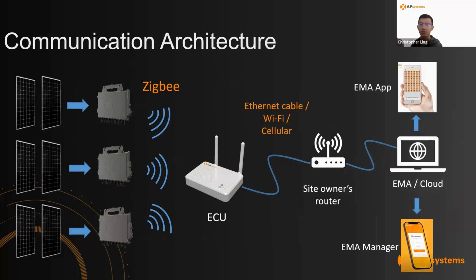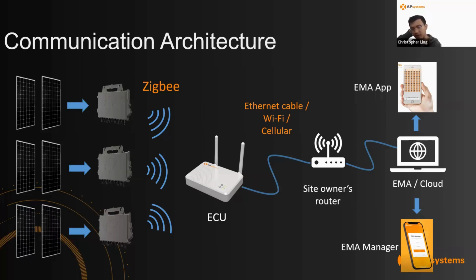The ECUs also form a Zigbee mesh network, so it's not like every single microinverter needs to see the ECU. As long as you see one of the microinverters, and that microinverter can see the other microinverters, that is going to be sufficient from a communication perspective.